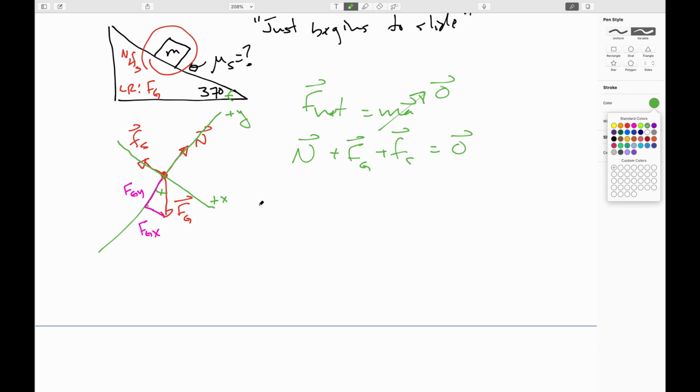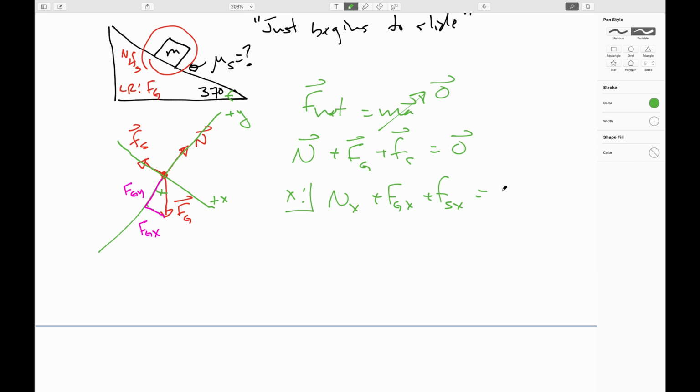All right, so let's go ahead and take the x component of this. So this will be Nx plus Fgx plus Fsx. And the x component of 0 is, well, 0. Now the x component of the normal force is also 0. Fgx will be Fg times the sine of theta, because Fgx is the opposite and Fg is the hypotenuse.